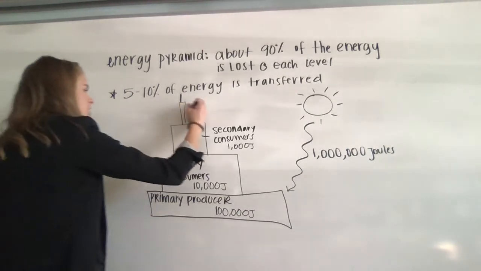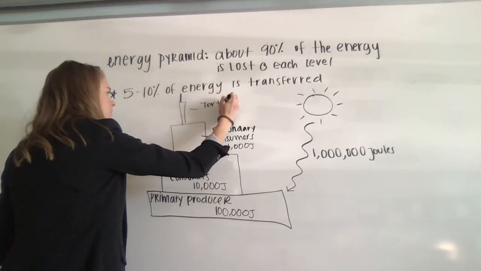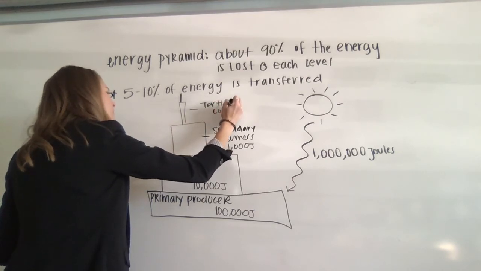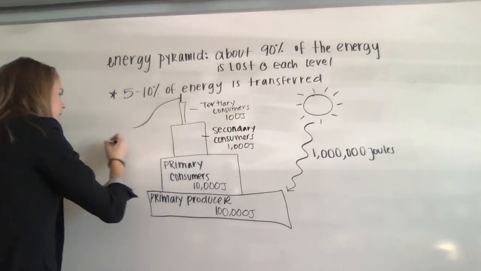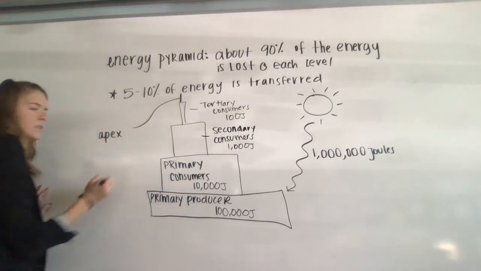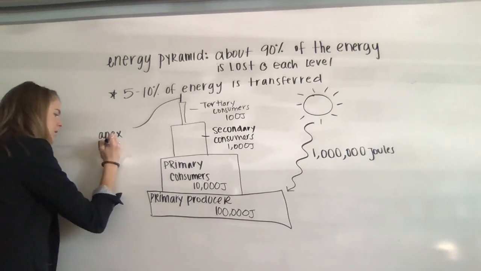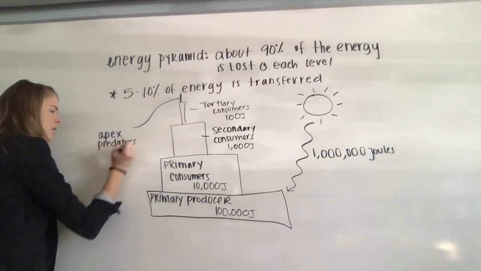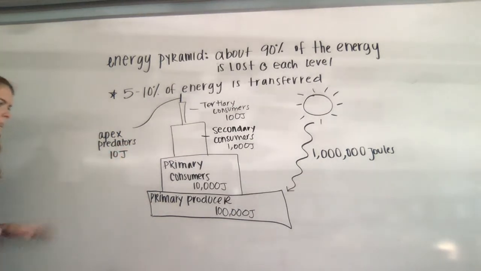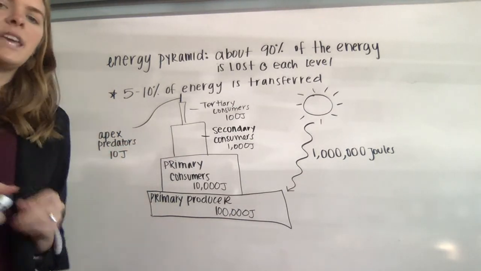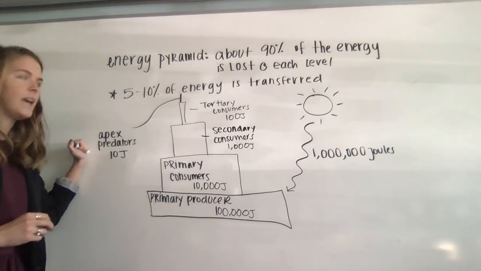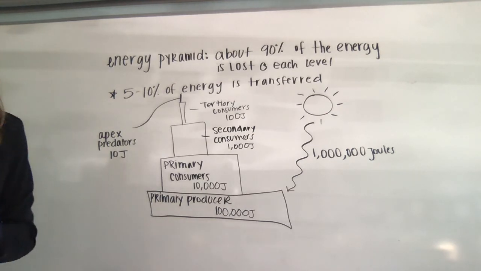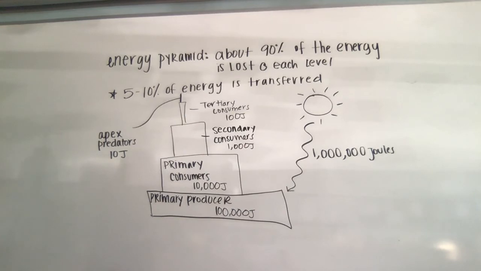And then here we have our tertiary consumers, getting 100 joules of energy. And then at the top, our apex predators are getting 10 joules of energy. This is the reason that we can't have more than 5 layers in a food chain. You can't have more than 5 things. Apex predator is the highest you can get because the energy will go away. There isn't enough energy to make it worthwhile to keep eating more things.